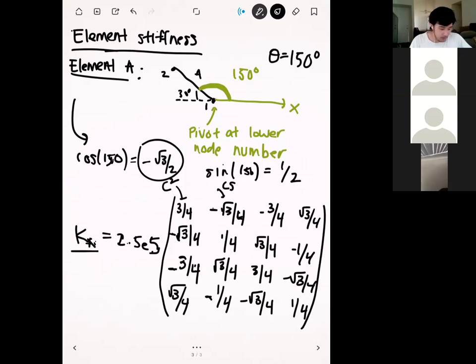Okay. So that's element A. So then now let's do element B. Okay. And so element B looks something like this. Okay. And so it's a horizontal bar. So I think the tempting thing here is to say that the angle for this guy is 0.